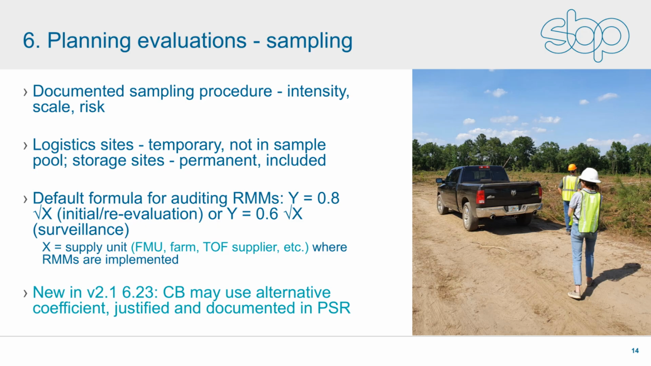As a worked example, 2 sawmills supply a pellet mill. Each sawmill buys from 100 FMUs. RMMs are implemented at FMU level. The sample is calculated from 200 FMUs, not from 2 sawmills. For an initial evaluation, that means about 12 FMU samples, 0.8 times the square root of 200.